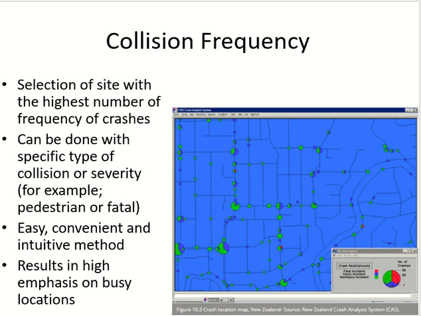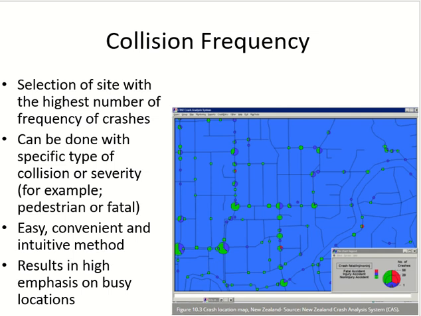The first one is collision frequency. Frequency means what? We have bus frequency, right? Airplane frequency. Frequency means repetition in terms of time, right? So collision frequency means selecting sites on the basis of collisions per unit time, whichever has a higher frequency of collisions per unit time. So this site has 10 collisions, this site has 5 collisions.